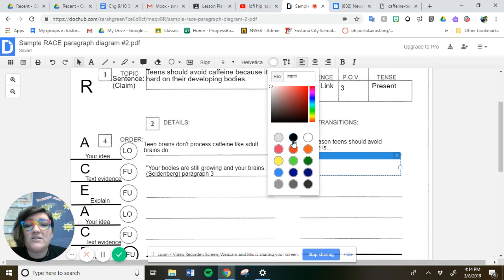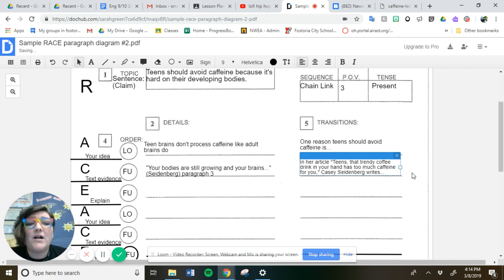And this was kind of long. I just wanted you to see different kinds of lead-ins for evidence, okay? So in her article, "Teens, that trendy coffee drink in your hand has too much caffeine for you," Casey Seidenberg writes, and then you drop your quote in. Boom, done. And then you don't even have to do an in-text citation because you've already introduced us to the author and to the title of the article. So you don't even need the piece of in-text citation. Woohoo! Much easier way to do things. Now, when you write full-on, bigger papers, you're probably not going to do that all the time.